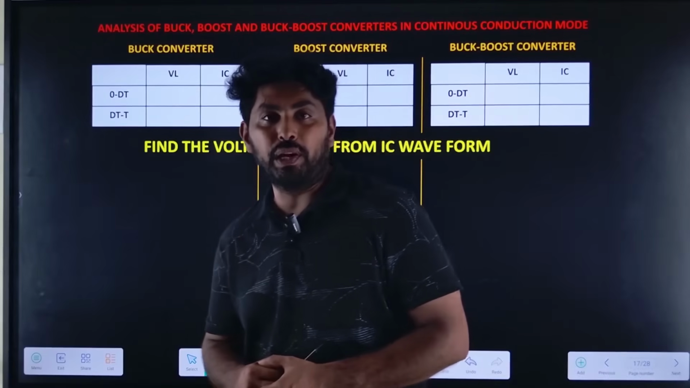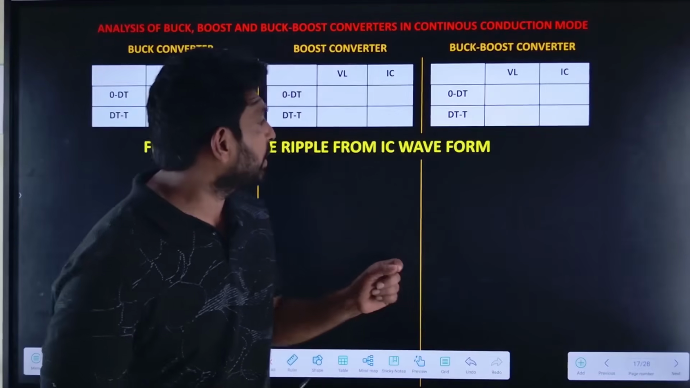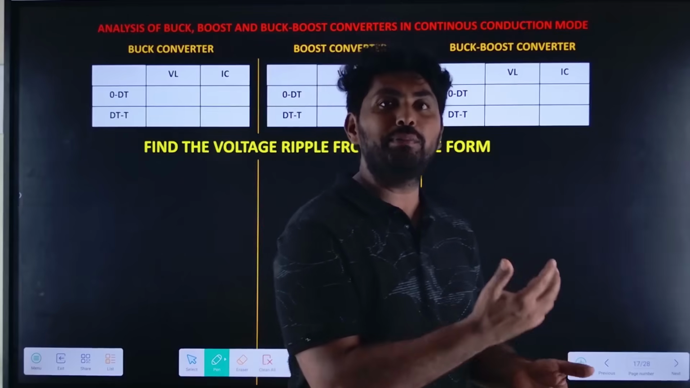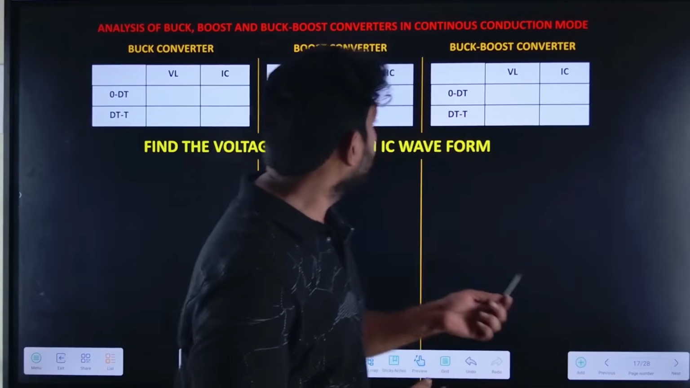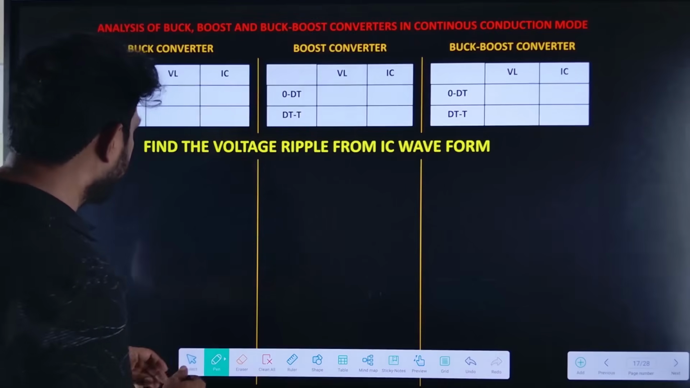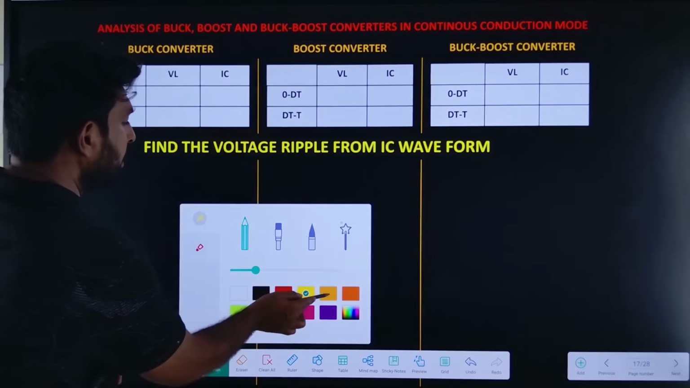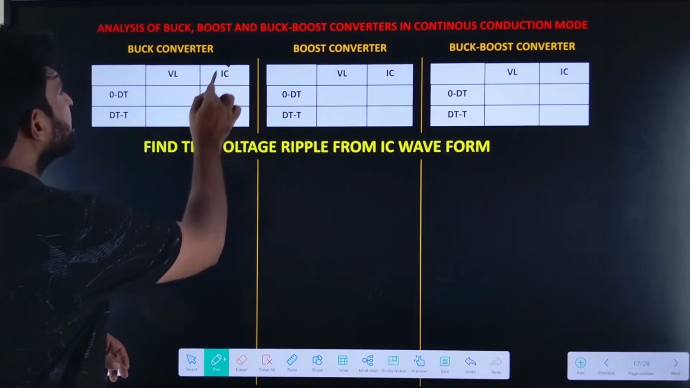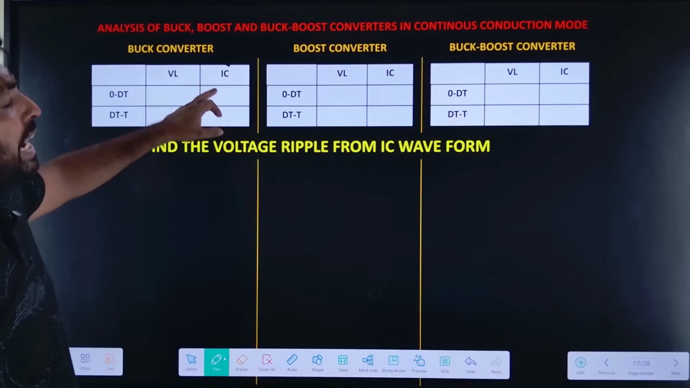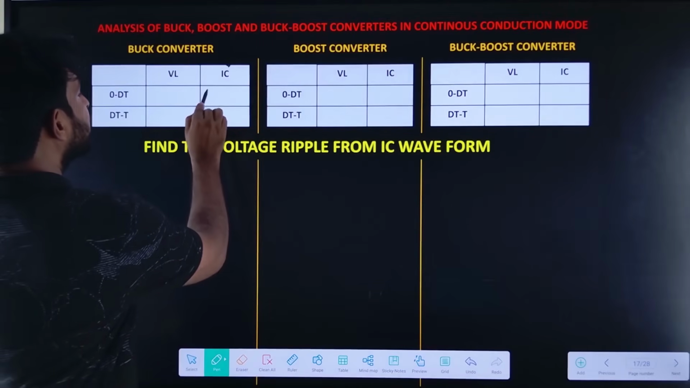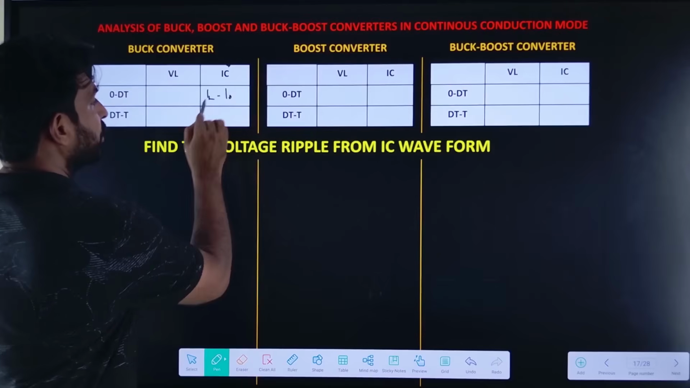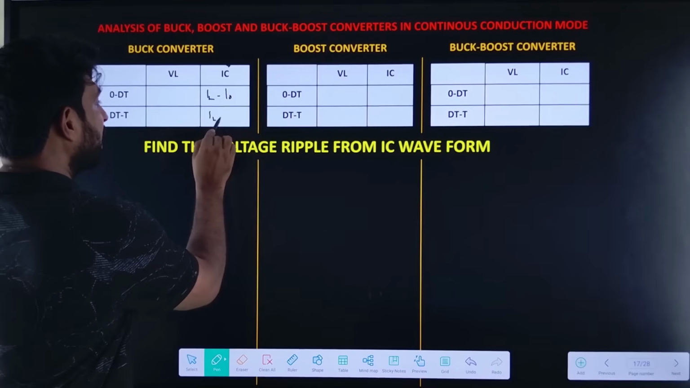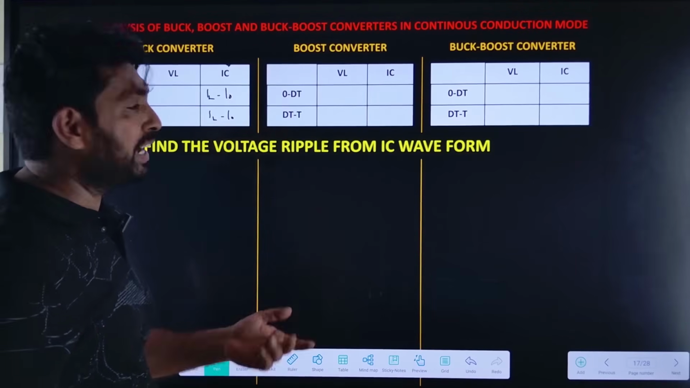Voltage ripple can be found from the IC waveform. So let us see how the IC waveform can be drawn. To draw the IC waveform, we need to know the IC values. From 0 to DT, what is the IC value in a buck converter? It is equal to IL minus I naught. DT to T also is equal to IL minus I naught. So both are the same, IL minus I naught.